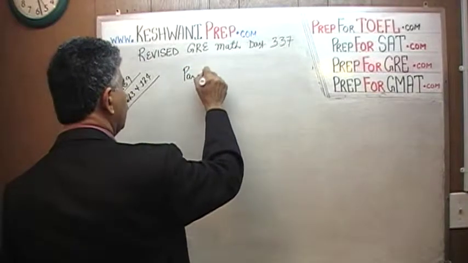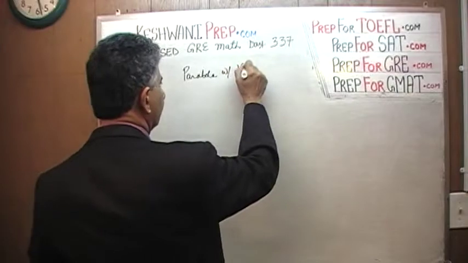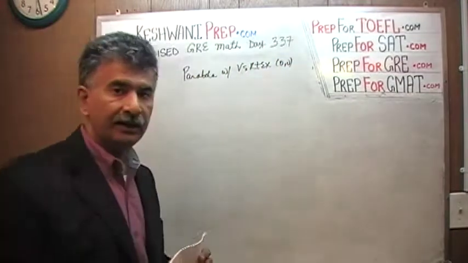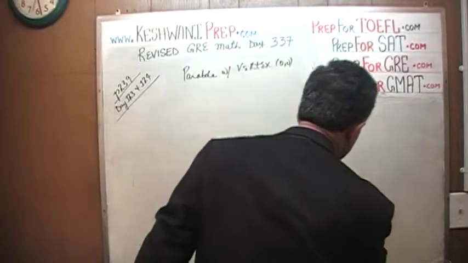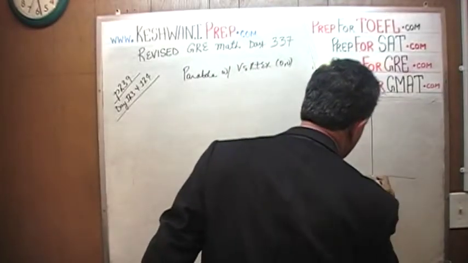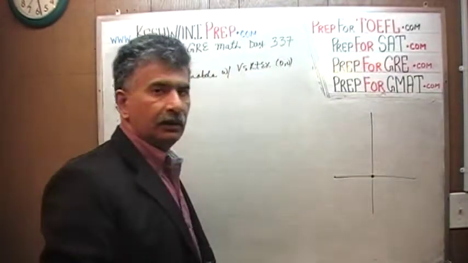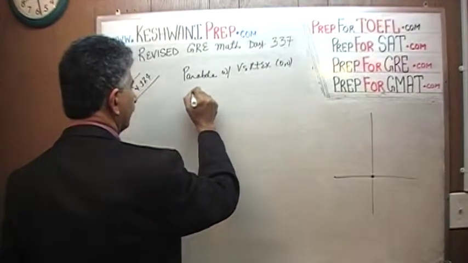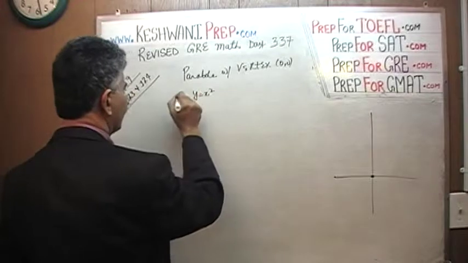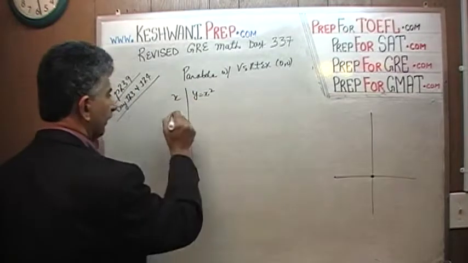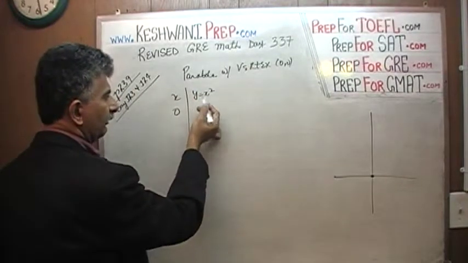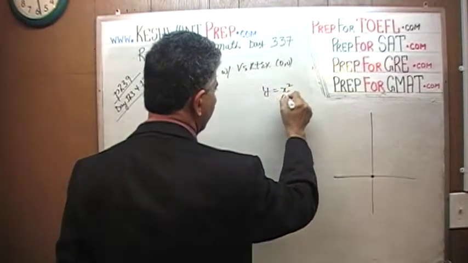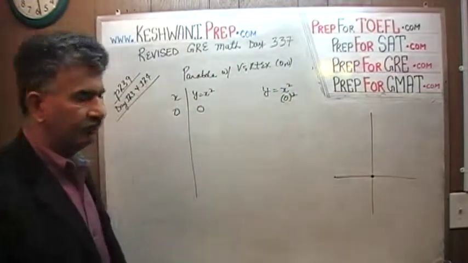A parabola with a vertex of 0, 0, a parabola that is sitting right here at the origin, has an equation that looks like this: y equals x squared. So here's our x and here's our y. When x is 0, y equals x squared is 0.